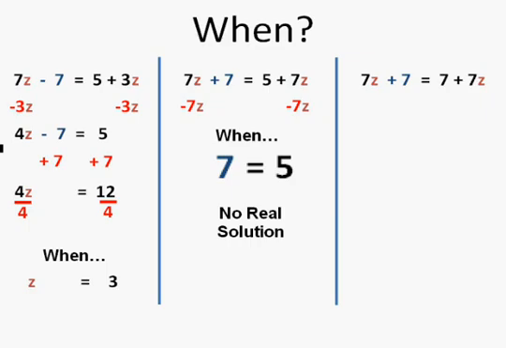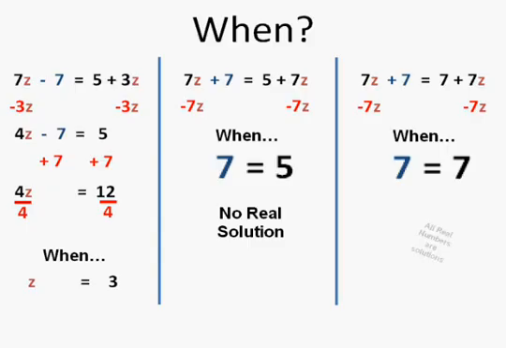For instance, let's look at this one. Once again, we're going to try and get it down so we only have one letter. We'll subtract 7z from both sides. But in this case, once again, the letters went away. Let's again consider our old buddy "when." When does 7 equal 7? Well, it always does. 7 always equals 7. So this equation has a solution when 7 equals 7.